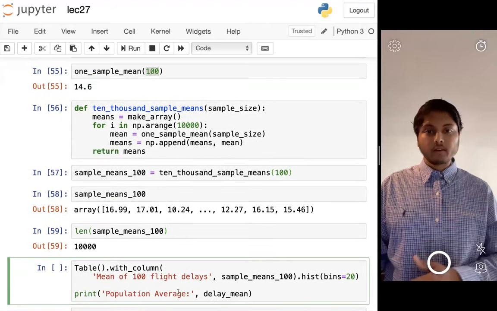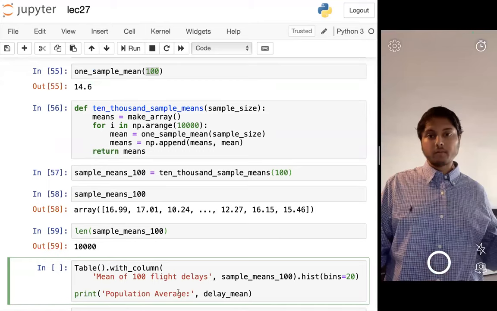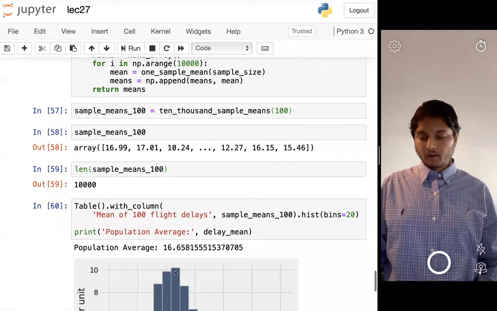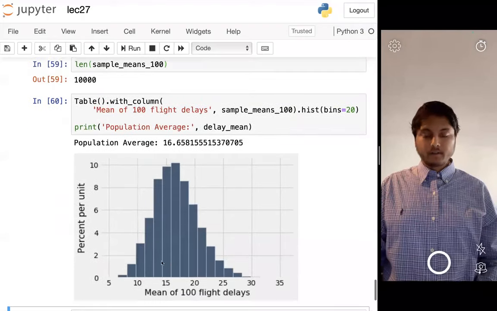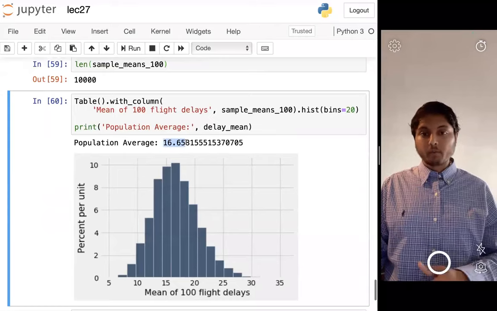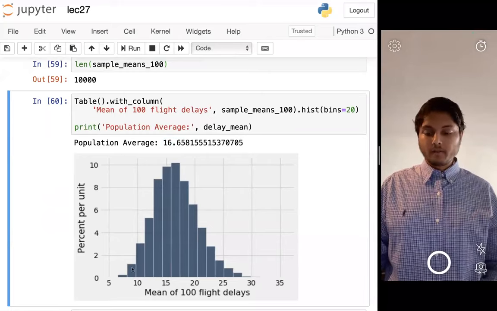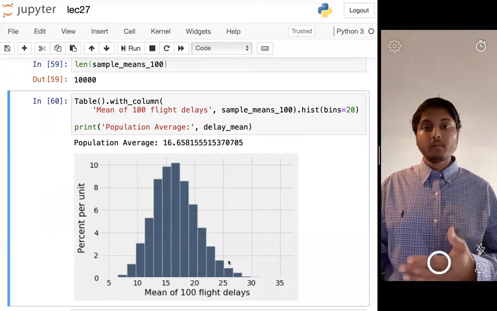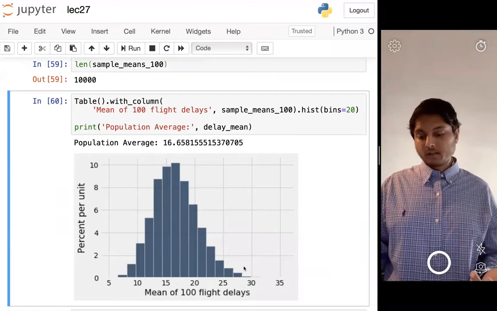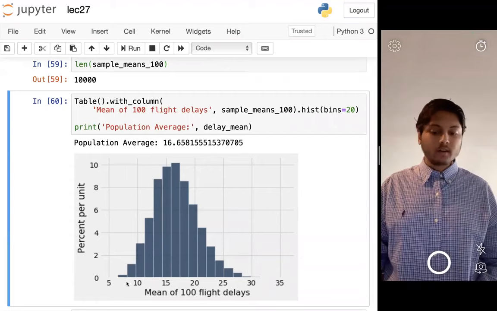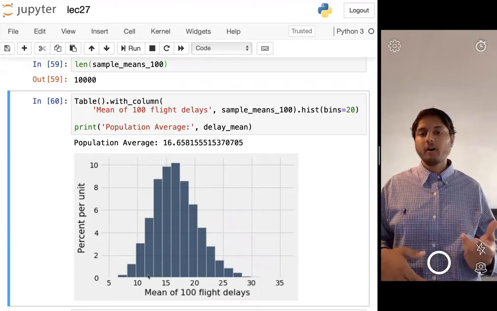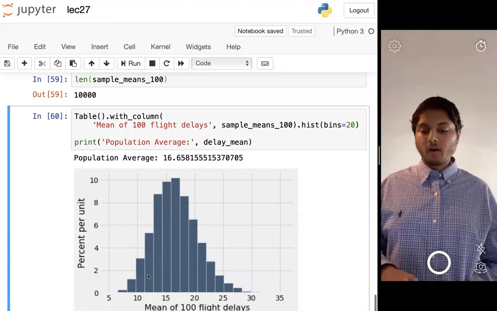Now we can finally draw a histogram of all of these simulated sample delays. Let's take a look. This is the histogram that we see. Again, the actual population average that we're trying to estimate is 16.67. This histogram shows what estimates you would get if you took a sample size of 100. Sometimes you'll get an estimate as high as 30, sometimes as low as 10, but your estimate's pretty close in general. So with a sample size of 100, we tend to do a pretty good job.